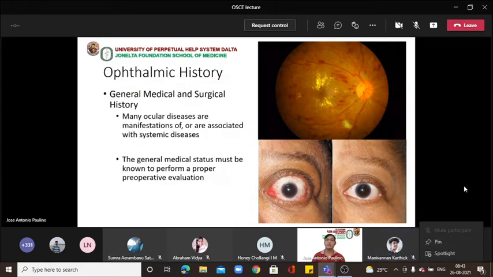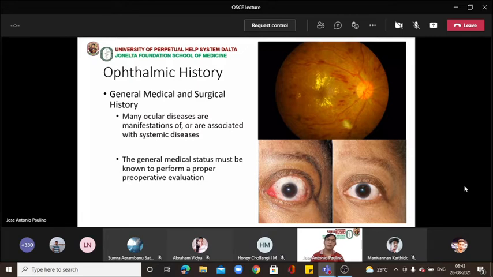Also, we have to know the general medical status before we perform a preoperative or a pre-op evaluation for surgery. If you notice on the lower right of the screen, there is a patient with exophthalmos. So prior to doing the operation, you have to know how the thyroid functions are and the correct measurements. So the general medical status can actually tell you if the patient can be operated or not.